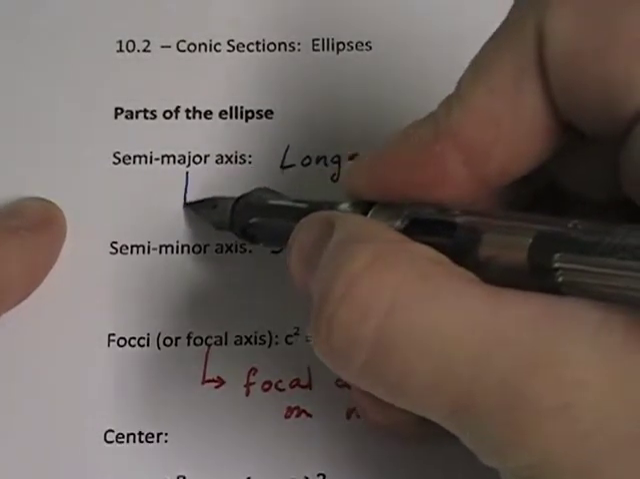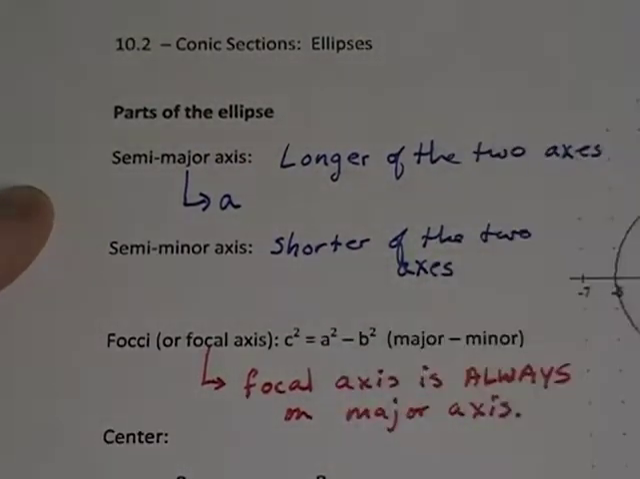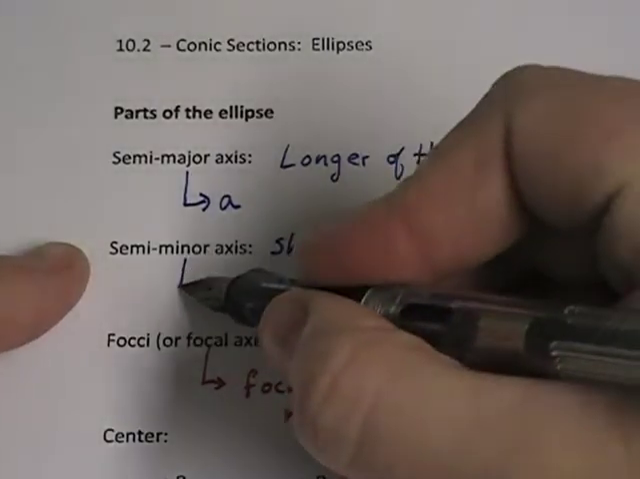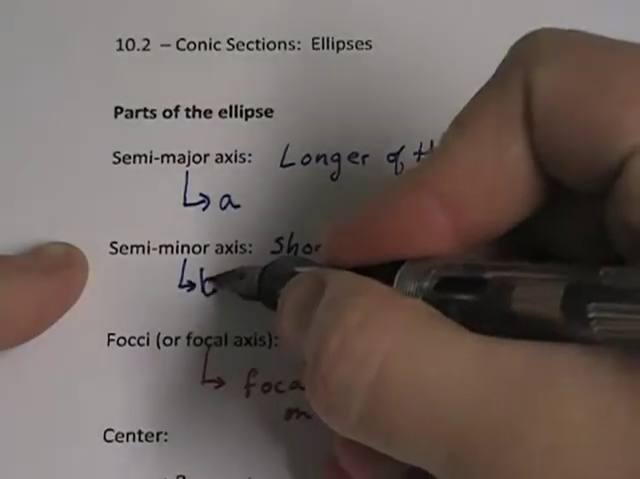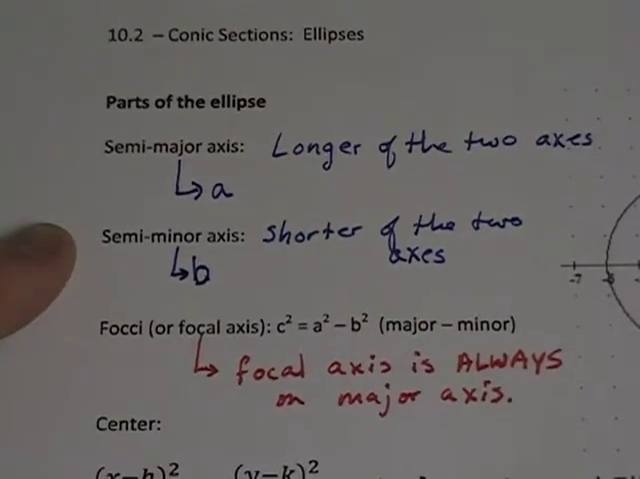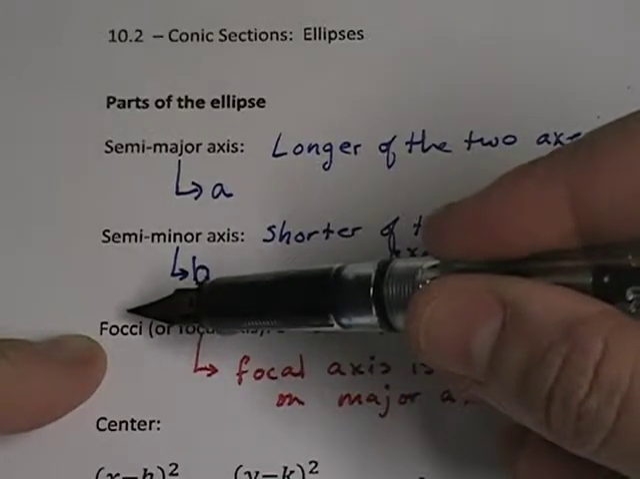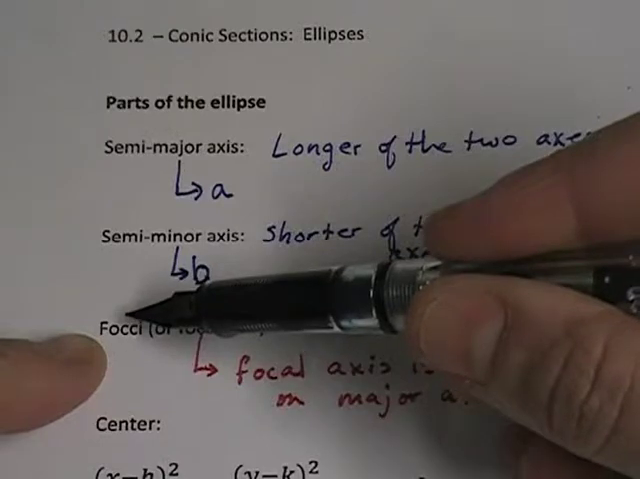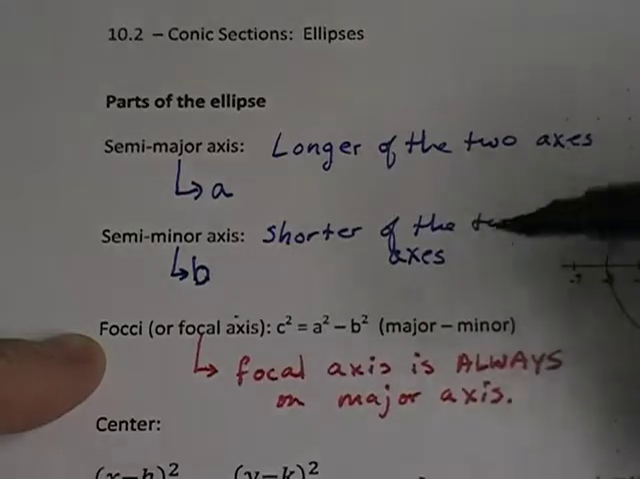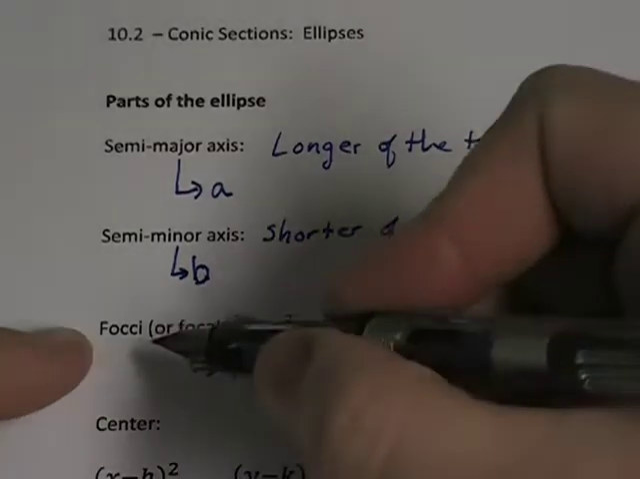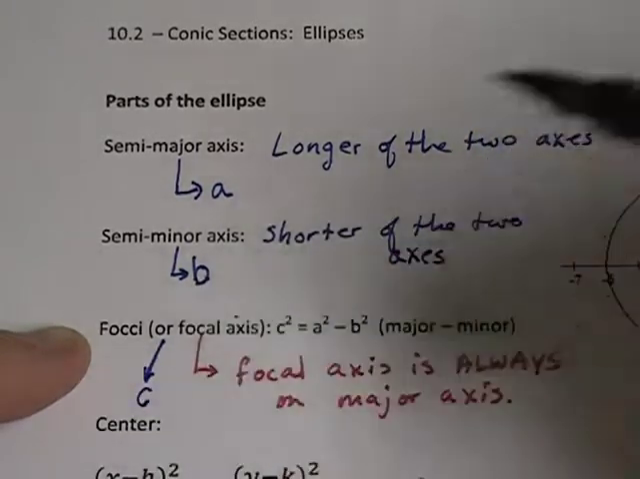And the semi-major axis is always denoted by the letter A in our formula. And the semi-minor axis will always be denoted by the letter B in our formula. And the focal axis, or what's called the foci, is a set of points that are on the major axis. The focal axis is the distance to the foci, and that is always going to be denoted by the letter C.